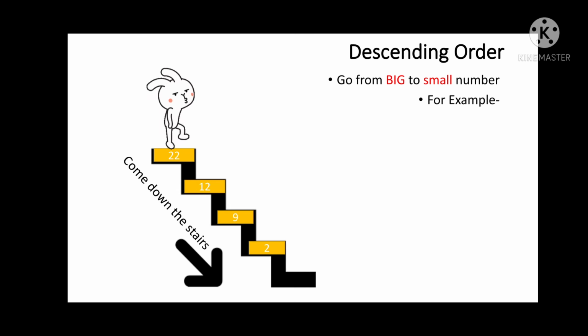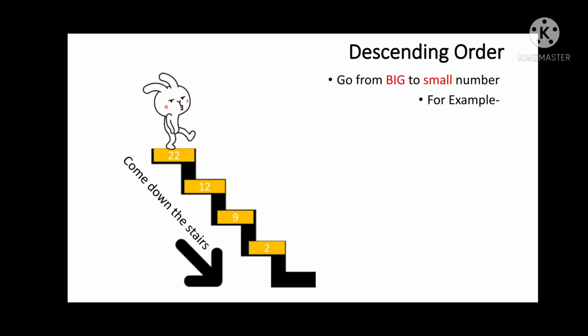Okay, we learned about ascending orders. Let's learn about descending orders. Descending, let's think of it as coming down the stairs. In ascending, we went up the stairs. In descending, we come down the stairs. Go from big to small number.